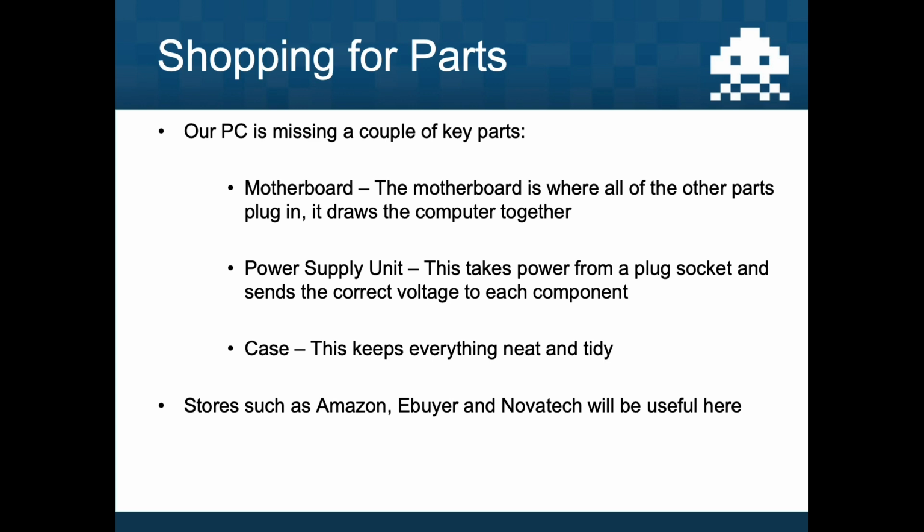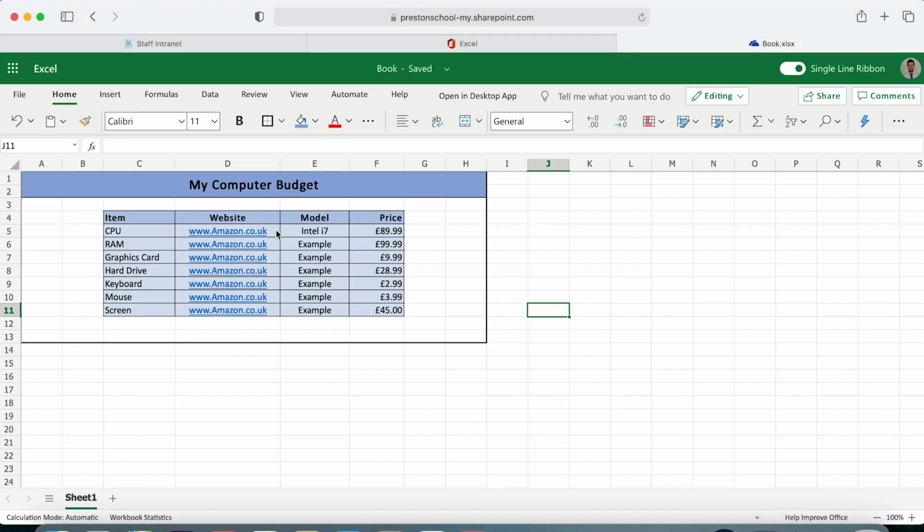Now I'm going to jump back onto Excel very quickly and talk you through how you can add in different rows to allow you to add in more data, and then you're going to want to jump onto stores such as Amazon, eBuyer and Novatech again to find those parts. Now I've been fairly lazy with mine. I've found all of my items on Amazon and I've not really put my models in, but I've got all of my prices. But we now know that we're going to need a case and a few other parts as well, such as a power supply.